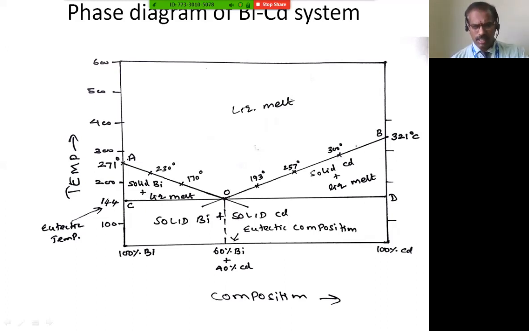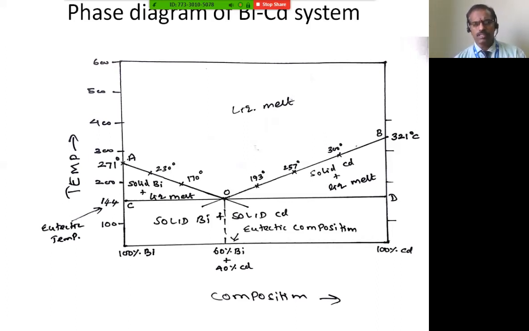So one more, what is the information for society from here? 144. As an engineering student, you must be able to tell, just by seeing the graph, the first information you can tell society is that the maximum operating temperature for the bismuth-cadmium alloy system is 144 degrees Celsius. Beyond that, what is happening here? The two graphs split out into OA and OB. Understood? Up to 144 it is homogeneous. Beyond that, it is heterogeneous.